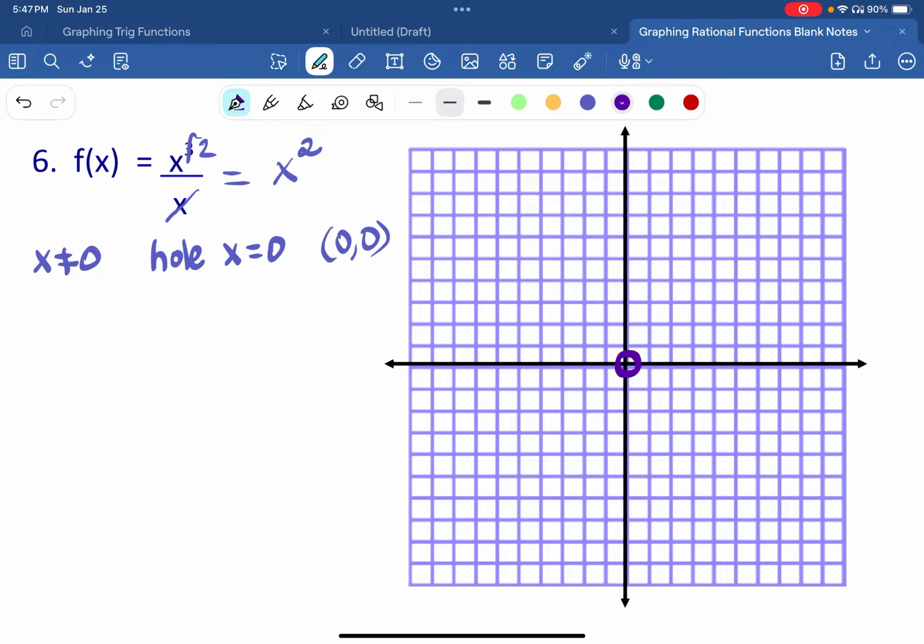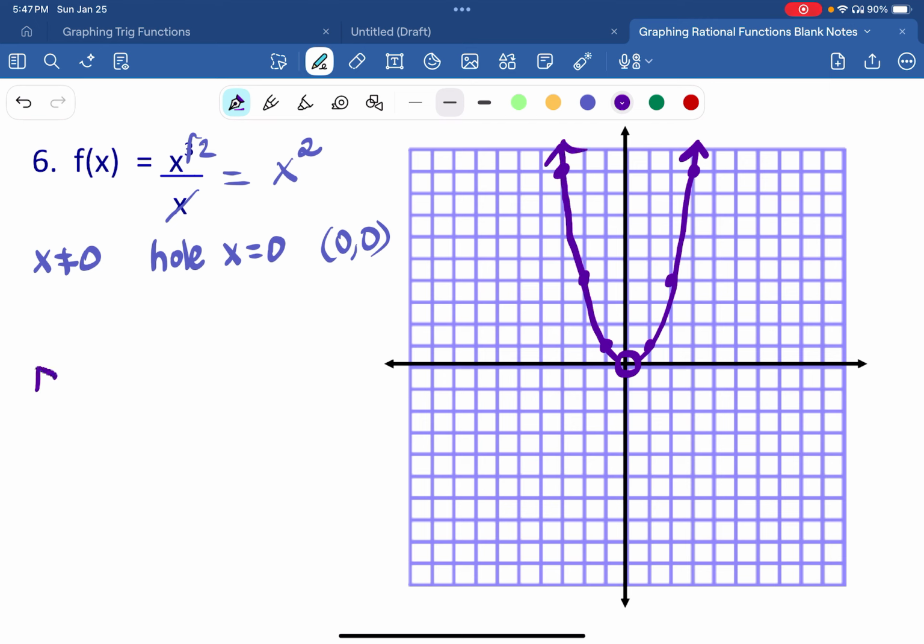The pattern for our parabola goes to the right 1, up 1, to the right 2, up 4, to the right 3, up 9. And then the left side does the same thing. Left 1, up 1, left 2, up 4, left 3, up 9. And it looks like this. Okay, there you have it.